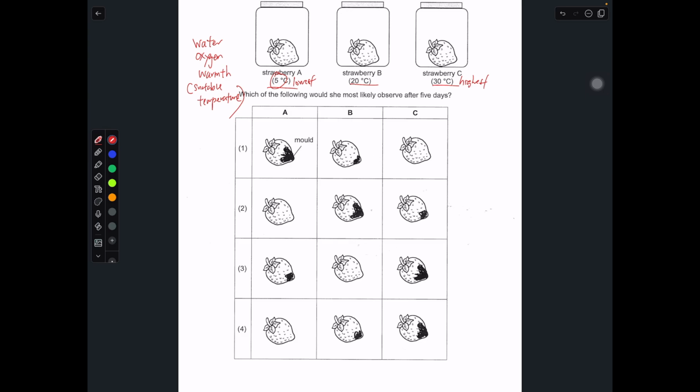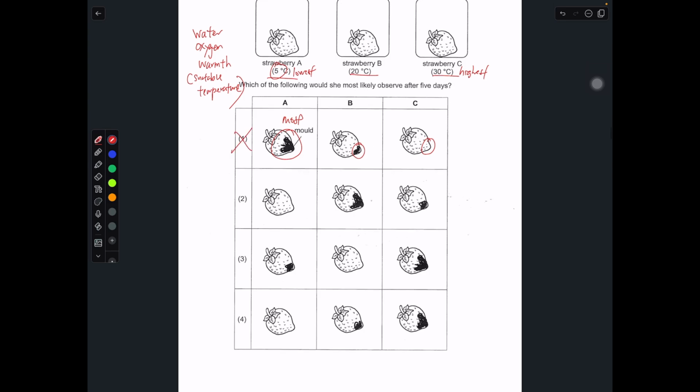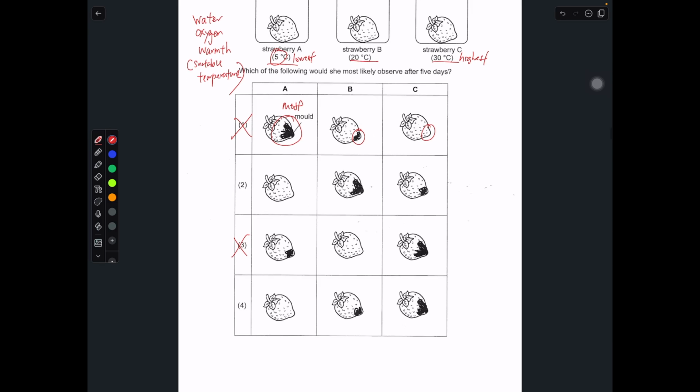As you can see from here, the one with the lowest temperature should have no mold growing. If you take a look at the image, this one is no mold, some mold, most. This is the most. Number 1 should be incorrect, because the one at 5 degrees should have no mold growing. Number 3 is not possible. So you're left with 2 and 4.